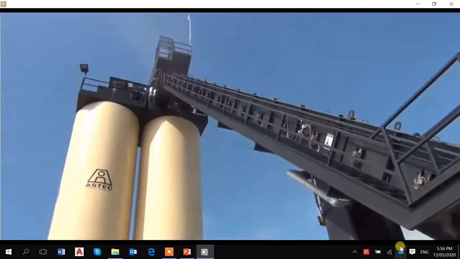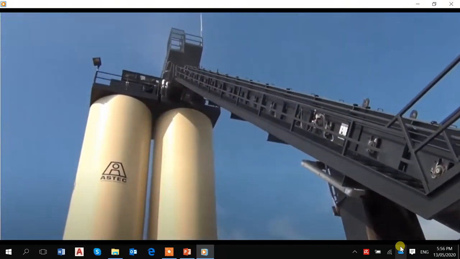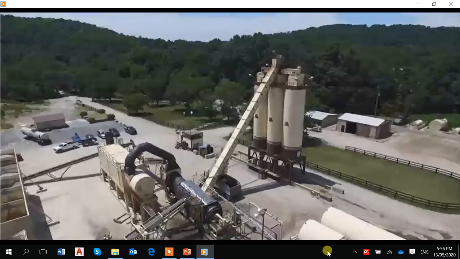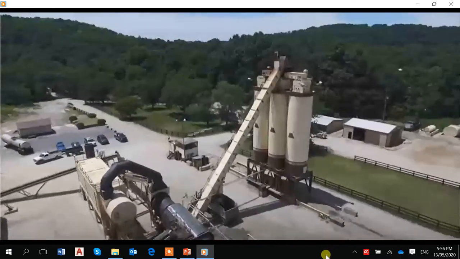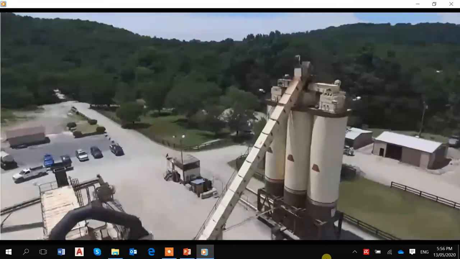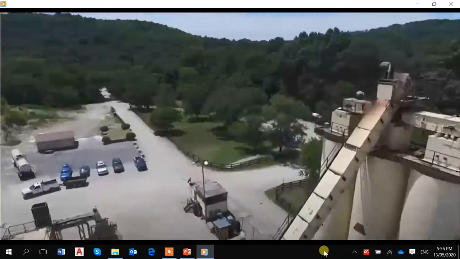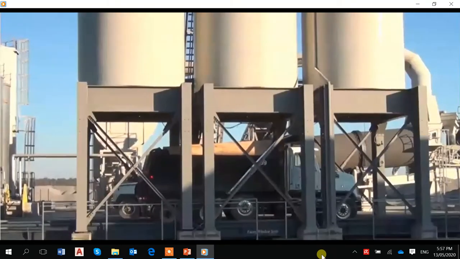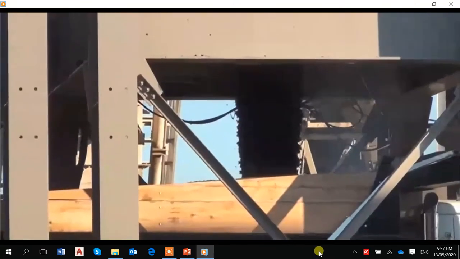Some silos are only designed to hold material for a short period of time. Other silos are heated and can store mixes for several days. Some plants will use more silos depending upon the number of different mix types needed. Beneath the silos is the loading area. Dump trucks will receive material and then haul it to the paving site. A weight scale is usually located on the load.